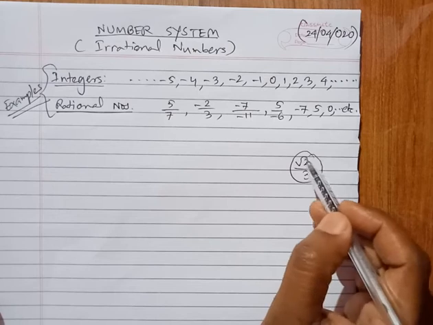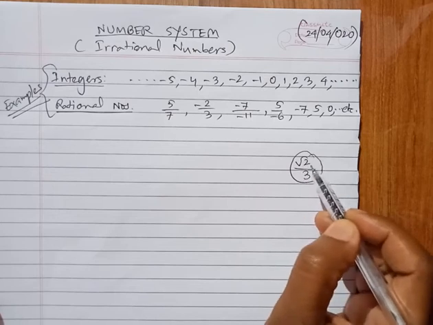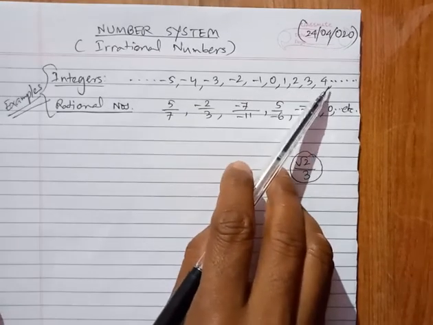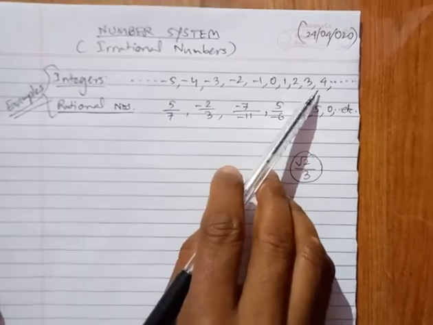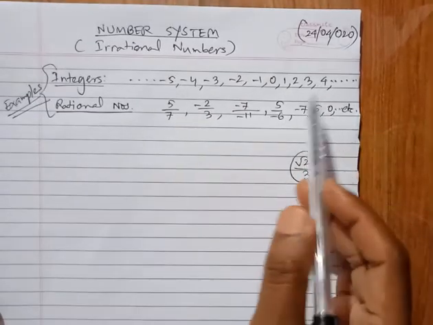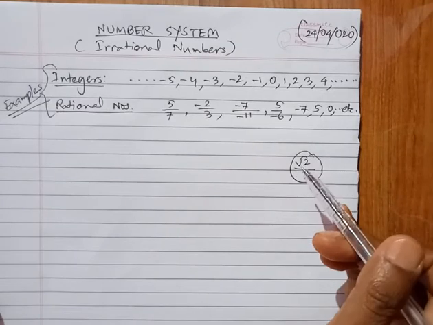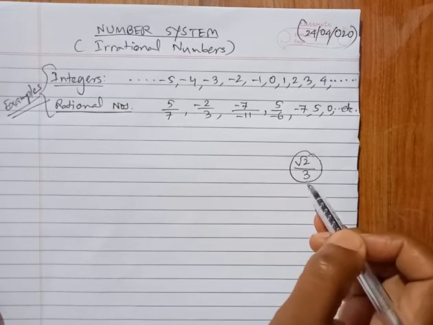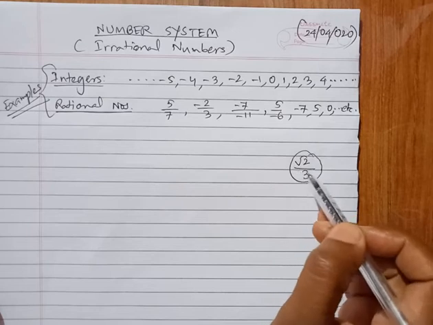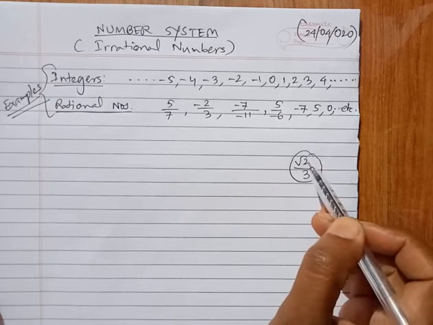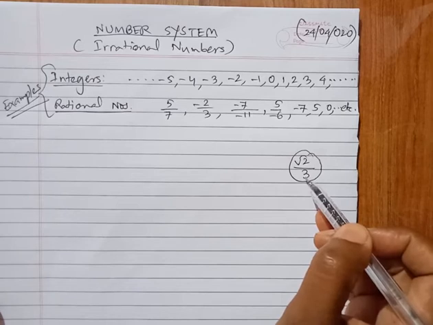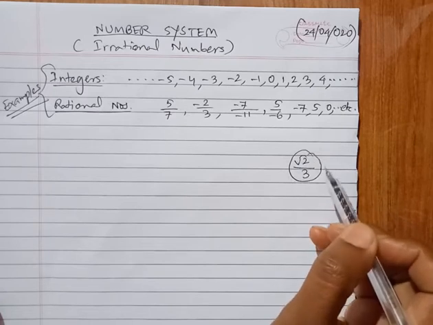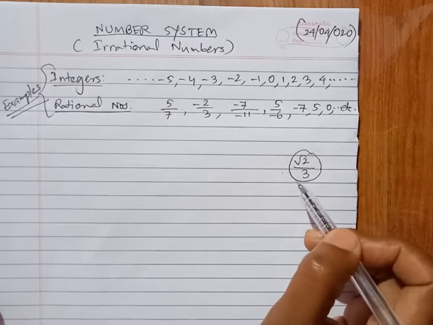Here we have this in the form of numerator by denominator, but the numerator is root 2, which is not an integer, because in the family of integers we cannot have any numbers containing the root-over sign. So numbers containing the root-over sign cannot be treated as integers. So here the number has numerator by denominator, but the numerator is root 2, which is not an integer because it contains the root-over sign. The denominator is an integer, but the numerator is not an integer. So as a whole, this is not a rational number. So this is called an irrational number.